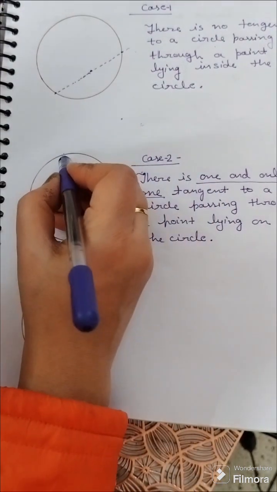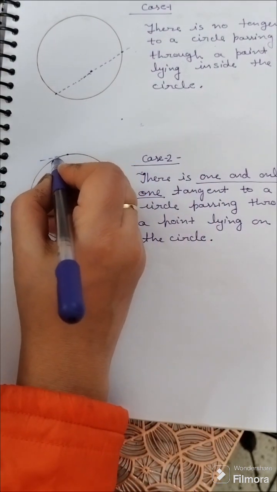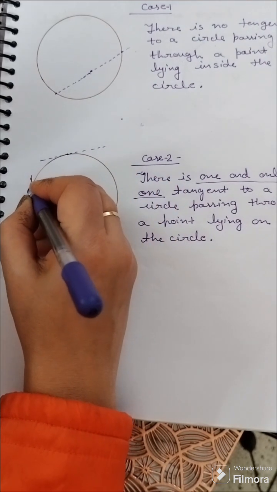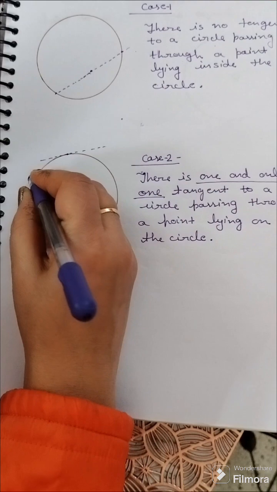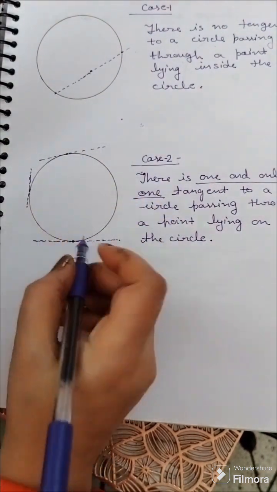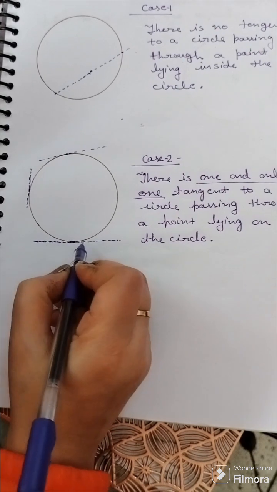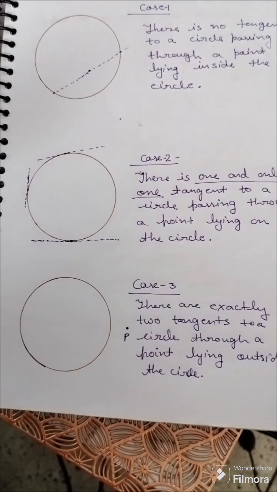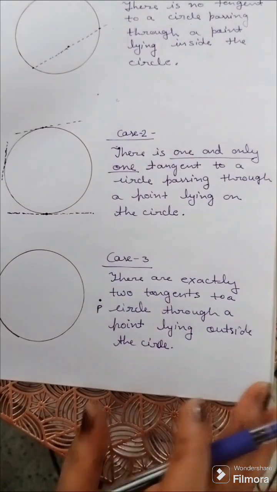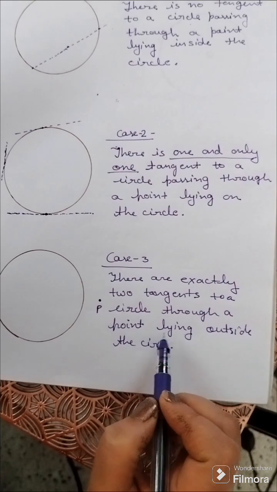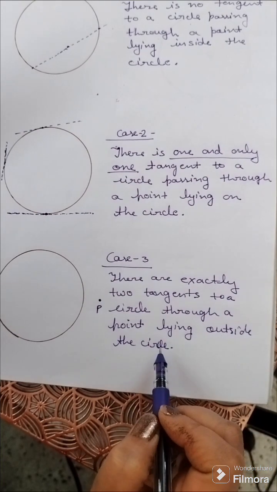If you want to draw another tangent, you have to take other points, and you can draw as many as you want, right? So there can be many tangents to a circle, but for a particular point there is only one tangent. Now the next case is there are exactly two tangents to a circle through a point lying outside the circle.